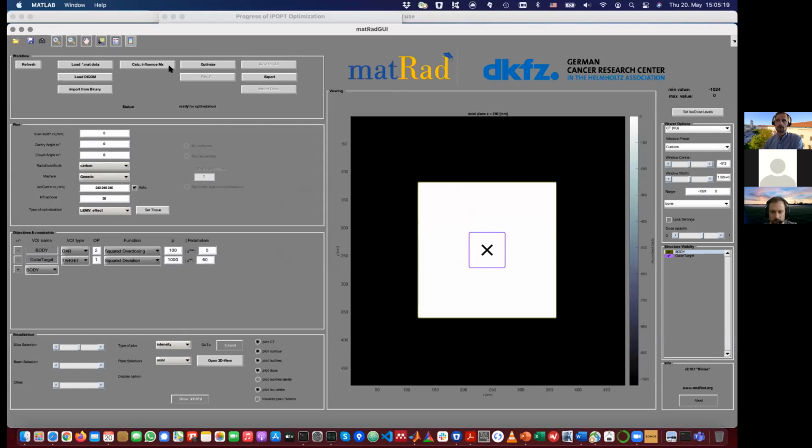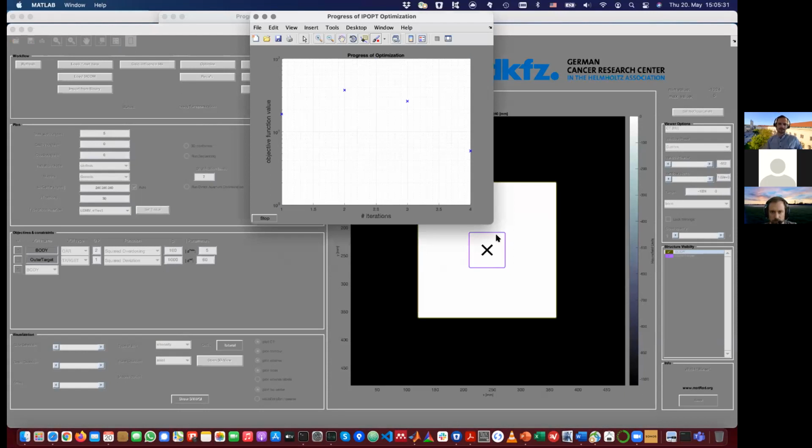Now the dose calculation has finished for unit fluences, and now let's optimize this treatment plan for carbon ions on this very simple water box phantom.